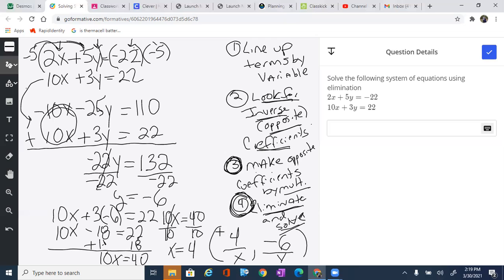Yes. So that shows how to do systems of linear equations algebraically. And of course, we always check using Desmos.